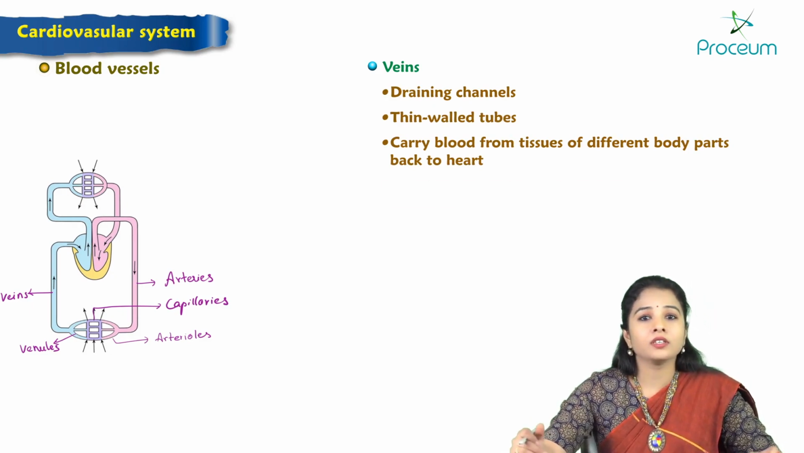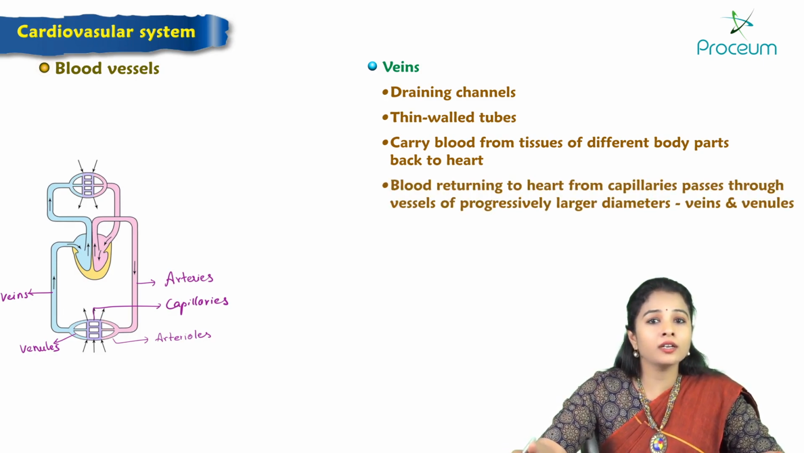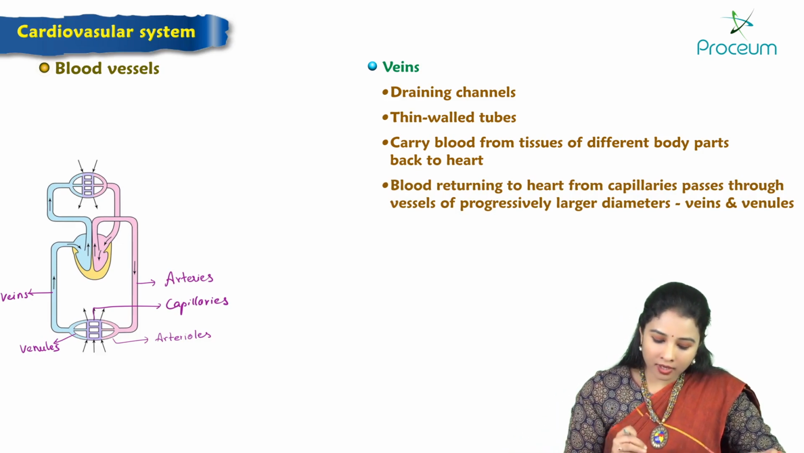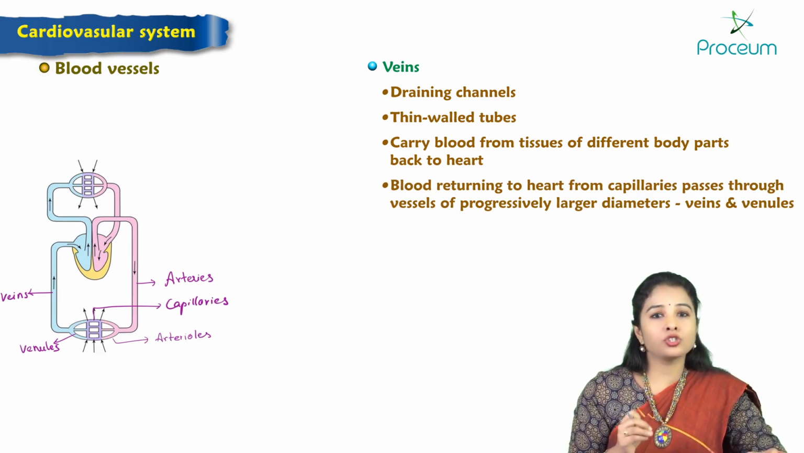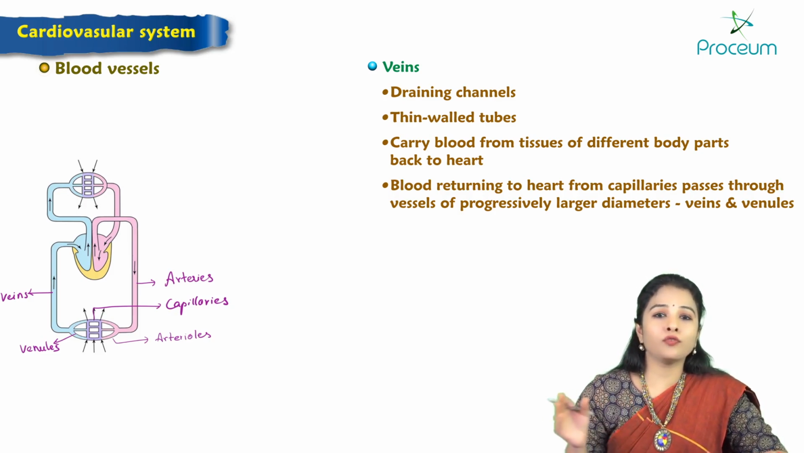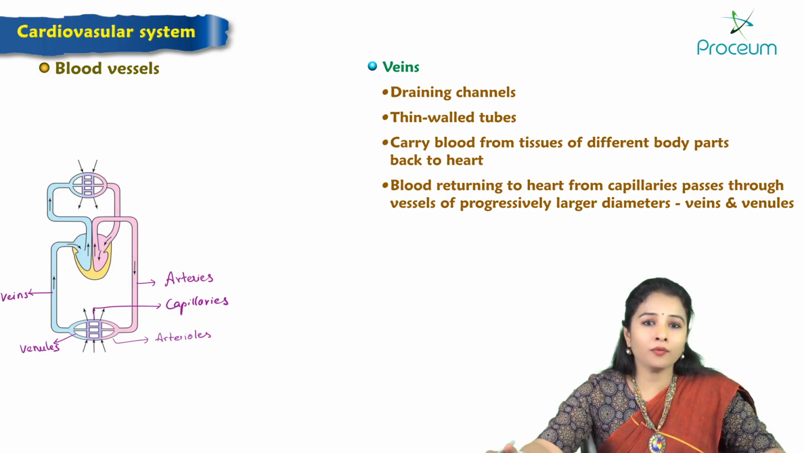to the heart. So the blood returning to the heart from the capillaries passes through vessels of progressively larger diameter. Means the smaller diameter venules join to form small veins, and small veins join to form large diameter veins, which are called large sized veins.